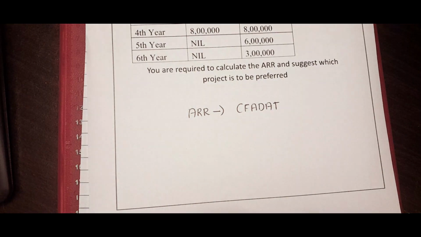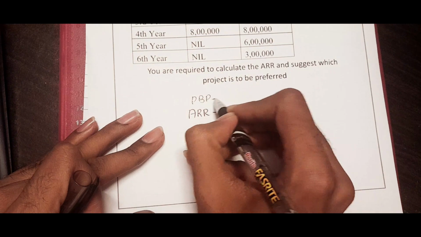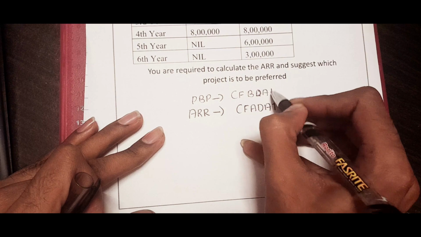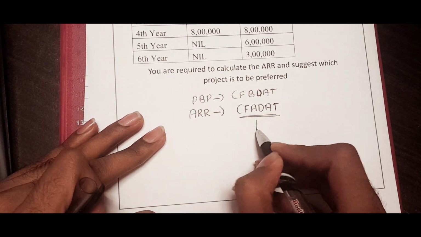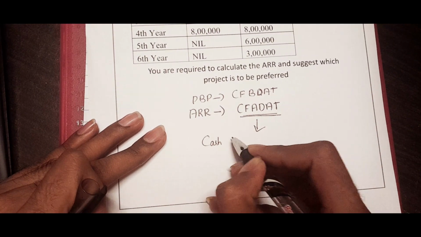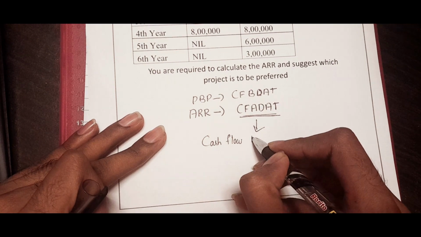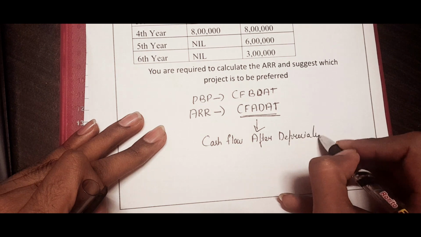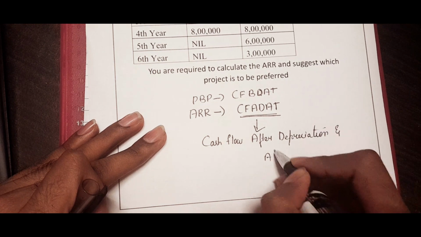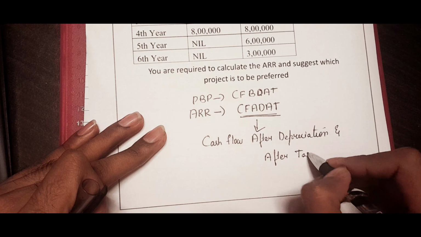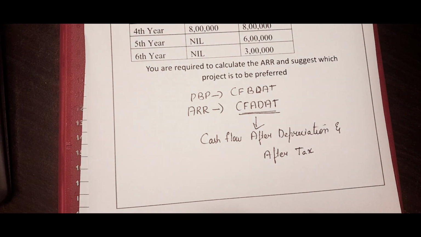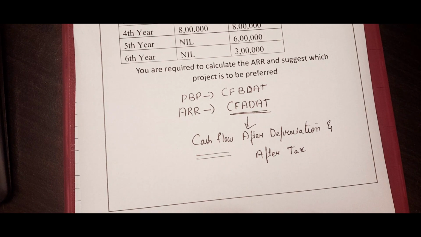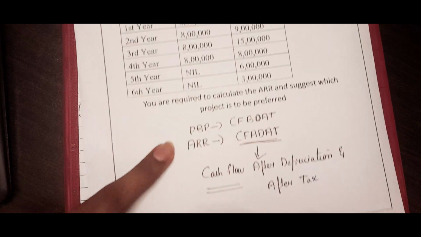CFADAT. For PBP, whatever the sums we have solved till now, we were requiring CFBDAT. But for ARR, we require CFADAT, that is nothing but cash flow after depreciation and after tax. So after charging all depreciation and after charging all the tax, whatever the profit is left over, that cash flow we consider. Okay, now let us check the problem.